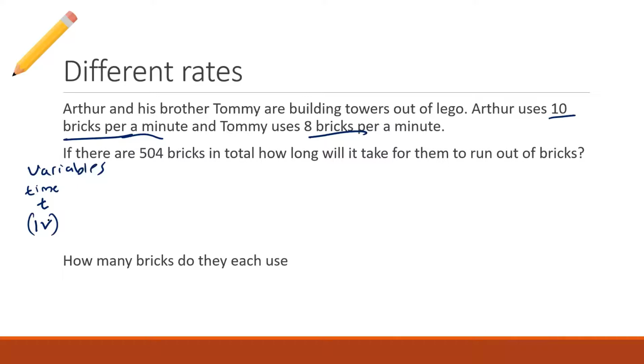What's the other variable? Bricks, the amount of bricks. Beautiful, bricks. And that's going to be a dependent variable. So the amount of bricks that are being used, right? The amount of bricks that are going to be used are going to be equal to, well, how many bricks? Well, Arthur uses 10 bricks per minute, per being time. So we've got Arthur using 10 bricks per minute.